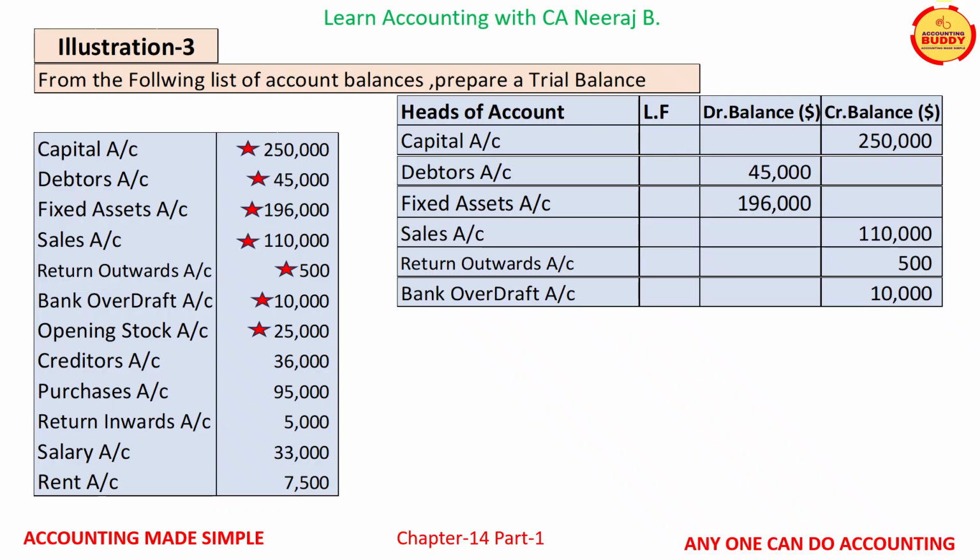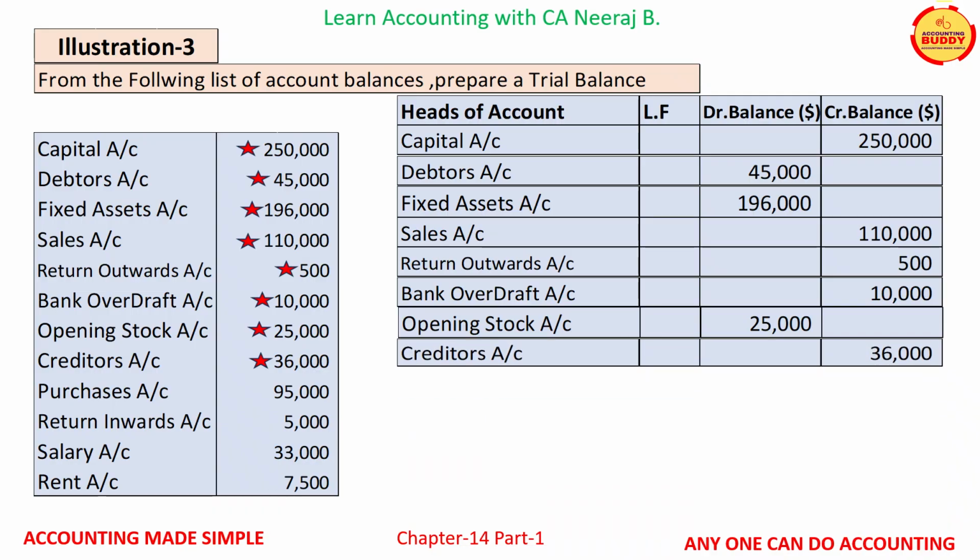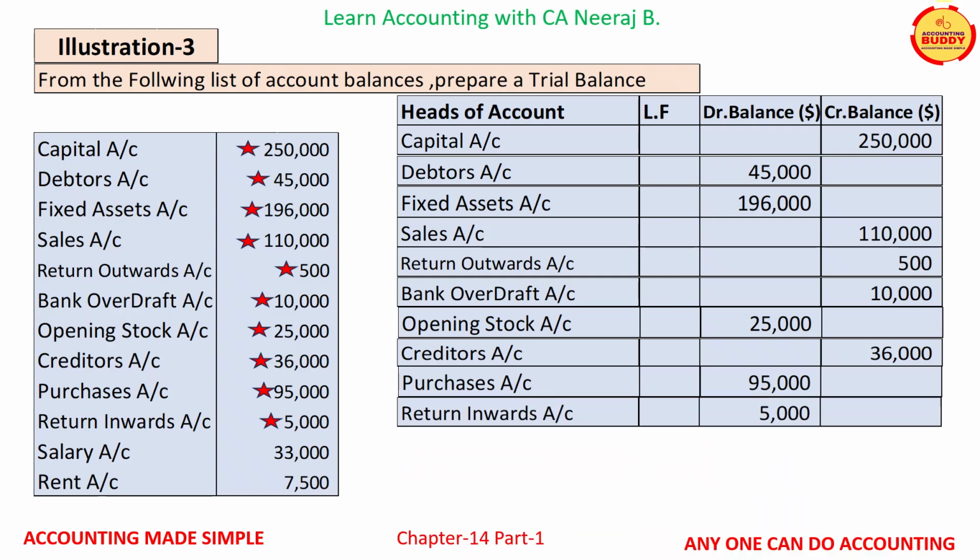All business liabilities are placed in the credit column. Opening stock, being an asset of the business, is placed in the debit column. Creditors of the business is a liability of the business, so the creditor account is placed in the credit column. Purchases is a business expense, therefore purchase account is placed in the debit column. Return inward or sales return gets a reverse treatment. When business sells goods, sales account is credited. And when sales are returned by the customer, sales return account is debited. Therefore, return inward account is placed in the debit column.